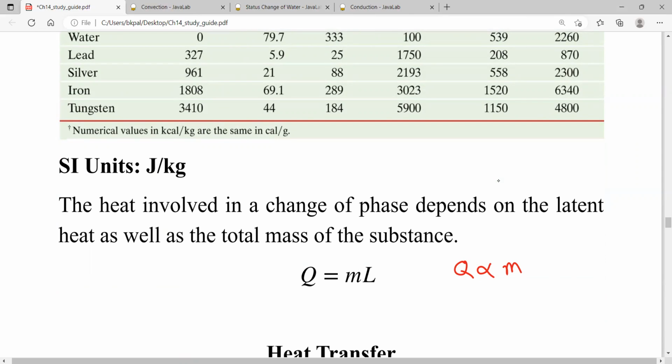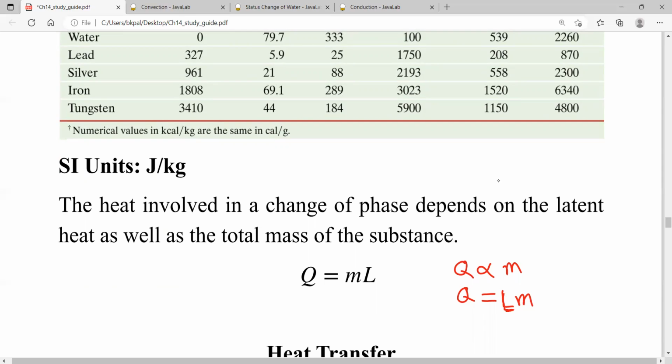If you want to write an equation, you need a constant of proportionality. L is the constant of proportionality, and this L is different for different horizontal lines. If it changes phase from solid to liquid, the L will be different than if it changes phase from liquid to gas. This L is called either the heat of vaporization or the heat of fusion.